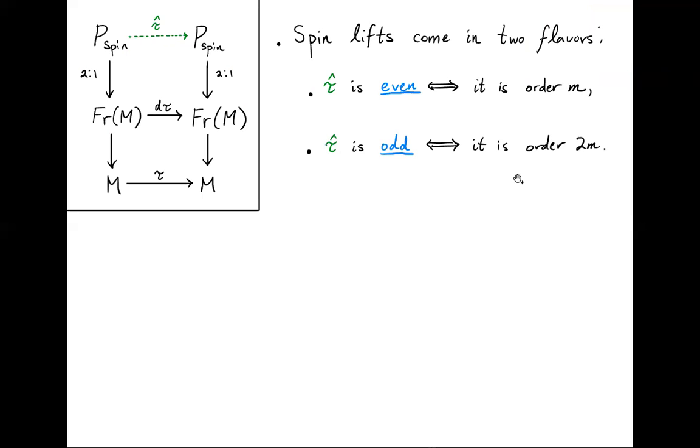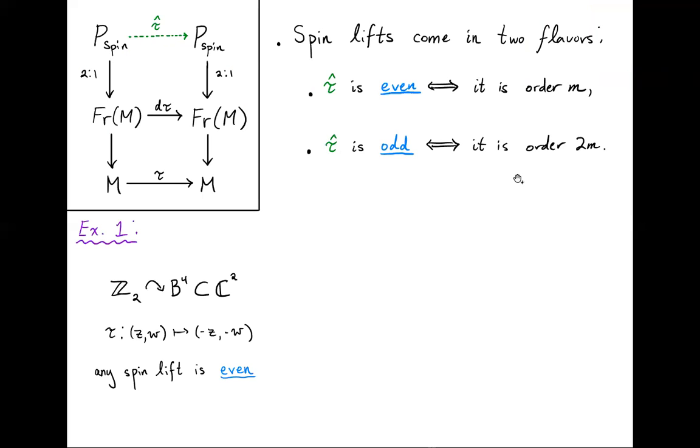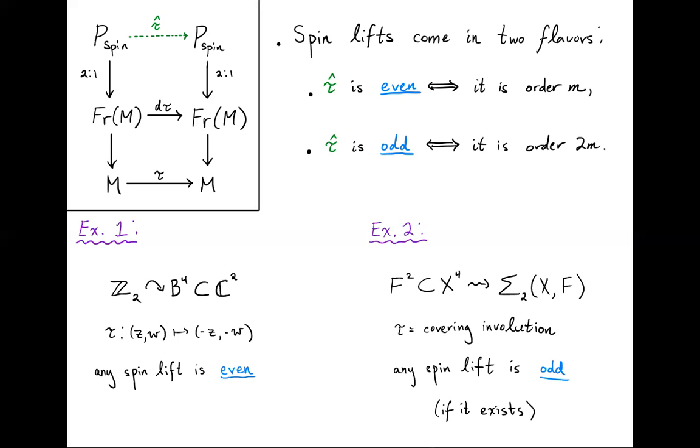The type of spin lift that you can get depends on the topology of the fixed point set. So one example to keep in mind, let's consider the involution on the 4-ball sitting inside of C^2, given by (z, w) goes to (-z, -w). The fixed point set is just the origin, and you can show using a lemma by Atiyah and Bott that any spin lift of this action must be an even spin lift. So it lifts to an order 2 action.